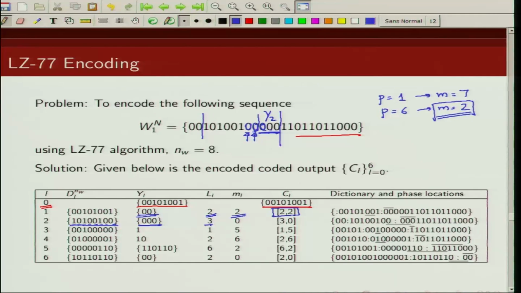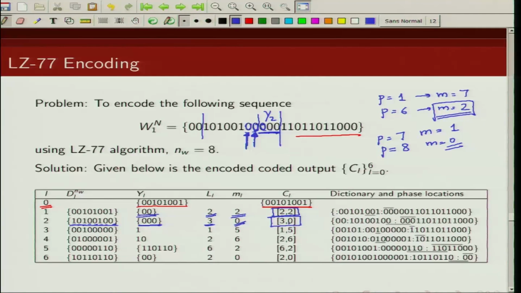What is the length of this match? That is 3, because the string of length 3 is getting mapped. And what is the location? This match happens at this location, which corresponds to p equal to 7, or the match happens at this location, which happens to be p equal to 8. So m is either 1 or m is equal to 0. As I said, we take the smallest m, so we take m to be 0. So corresponding to the string y2, we have a string of length 3 and location m given by 0.